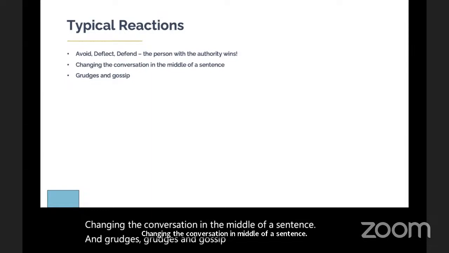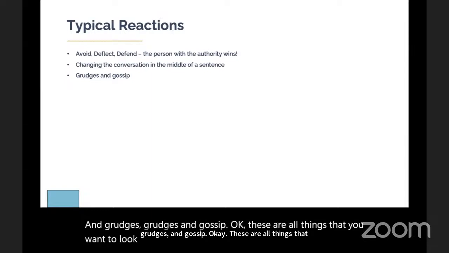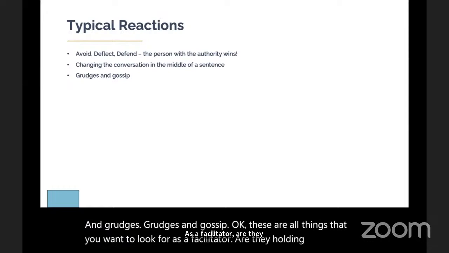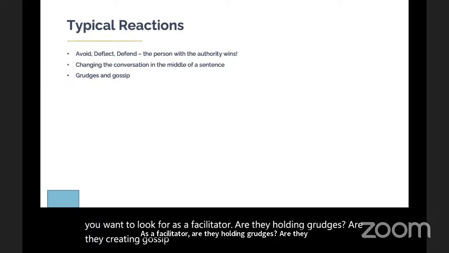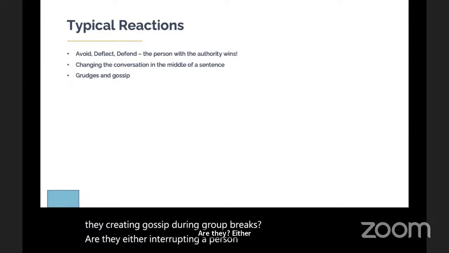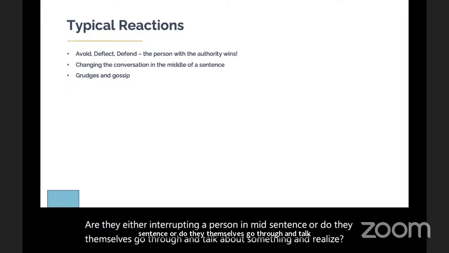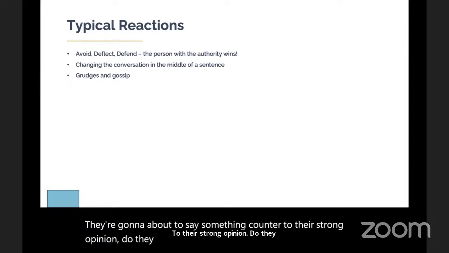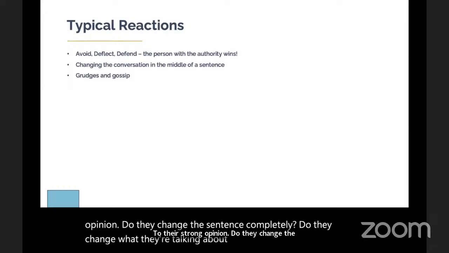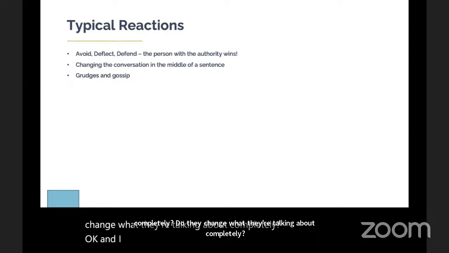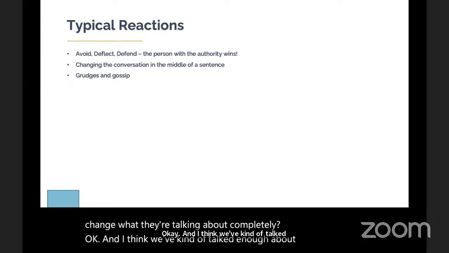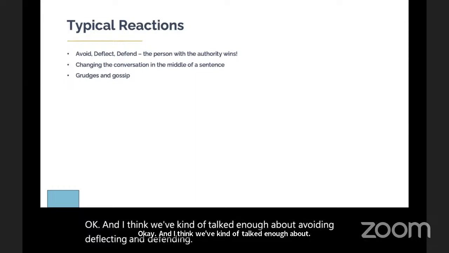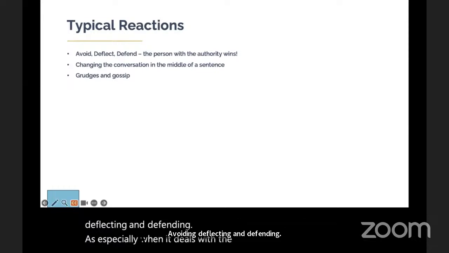Okay. These are all things that you want to look for as the facilitator. Are they holding grudges? Are they creating gossip during group breaks? Are they interrupting a person in mid-sentence, or do they themselves talk about something and realize they're about to say something counter to their strong opinion? Do they change the sentence completely? Do they change what they're talking about completely? Okay. And I think we've talked enough about avoiding, deflecting, and defending, especially when it deals with the authority situation.